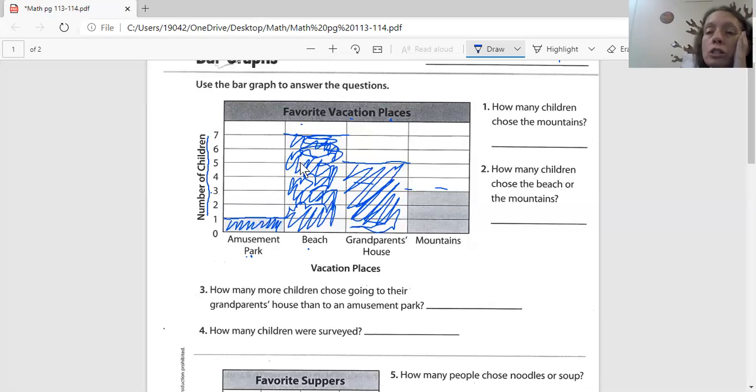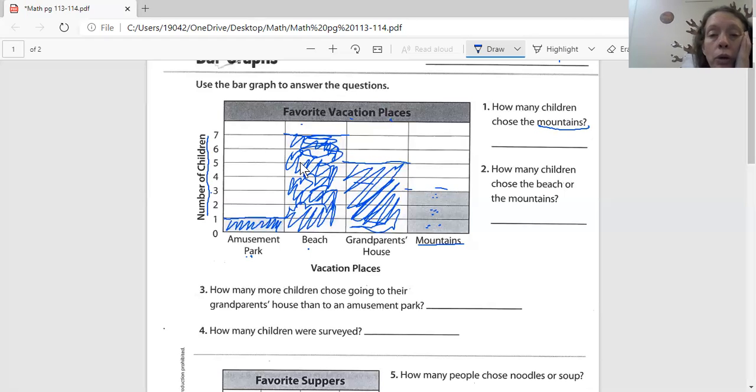Number 1 says, how many children chose the mountains? Okay, so it's asking me to find out how many children chose mountains when they were asked about their favorite vacation places. So if I look down here, I'm going to look for, here's my clue word right here, mountains. I'm going to look down here to find the word mountains, and there it is. I see it right there. And then I go up and look at the colored bars. Okay? We can look at the colored bars, we can count them. 1, 2, 3. So we might say our answer is 3.